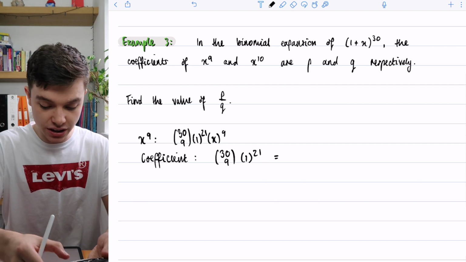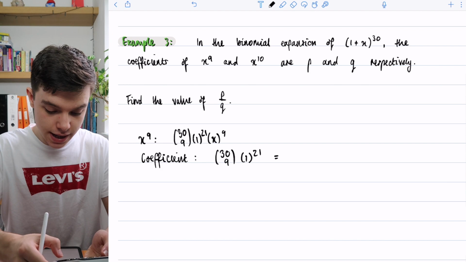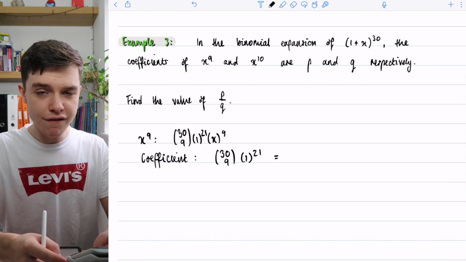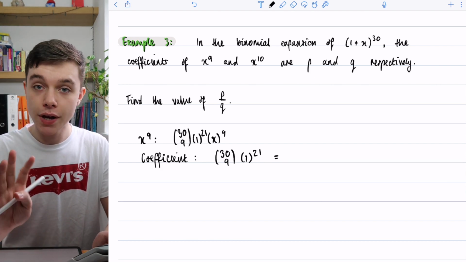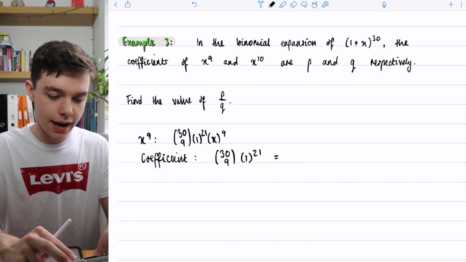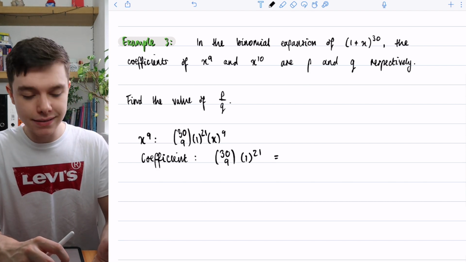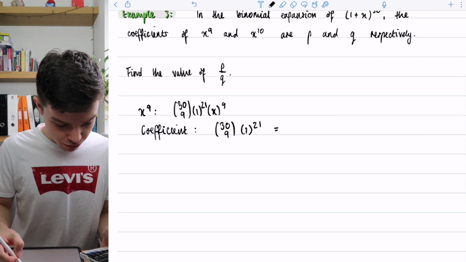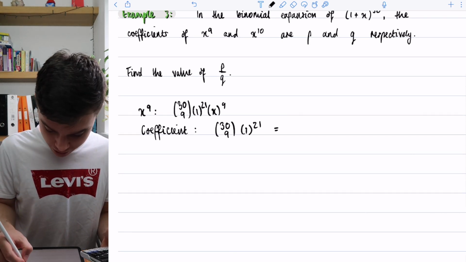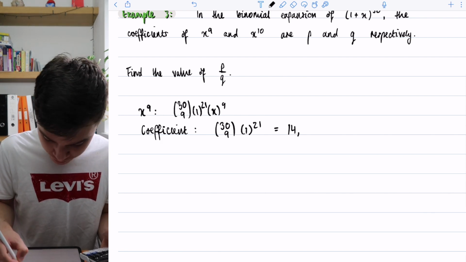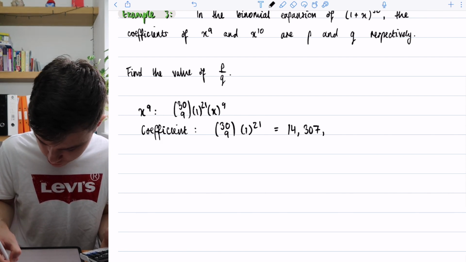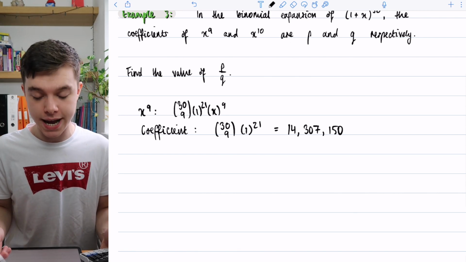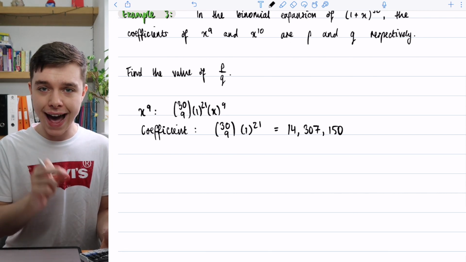Now, I'm going to need my calculator for this. I'm going to need 30 choose 9. If you can't find the choose button on your calculator, Google the model of your calculator, and I'm sure it will come up. And it is a massive number. So, I'm just going to write it down. I think it's 14 million. Yes, it is. 14,307,150. That's the coefficient of x to the 9.